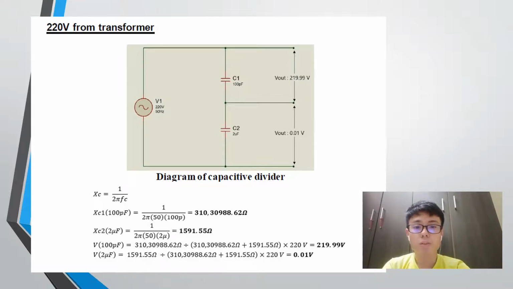Since the capacitors are connected in series, we can find the voltage in each capacitor using the voltage divider. For the result, we see that the output voltage for C1 is 219.99 volts, while C2 is 0.01 volt.